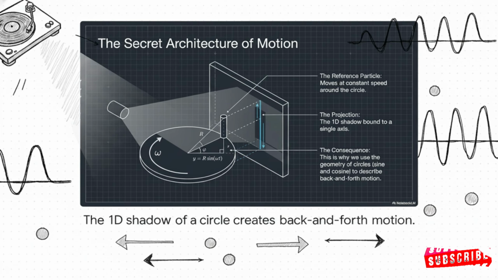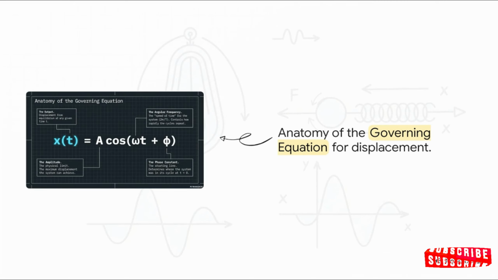As the peg moves in a perfect, uniform circle, its shadow moves strictly back and forth in a straight line. And this brilliantly illustrates why we use the geometry of circles, specifically the sine and cosine wave functions, to map linear back and forth motion. That one-dimensional shadow of circular motion, that is simple harmonic motion. The circle is the secret, hidden architecture of the wave. So, let's look at the governing equation itself.